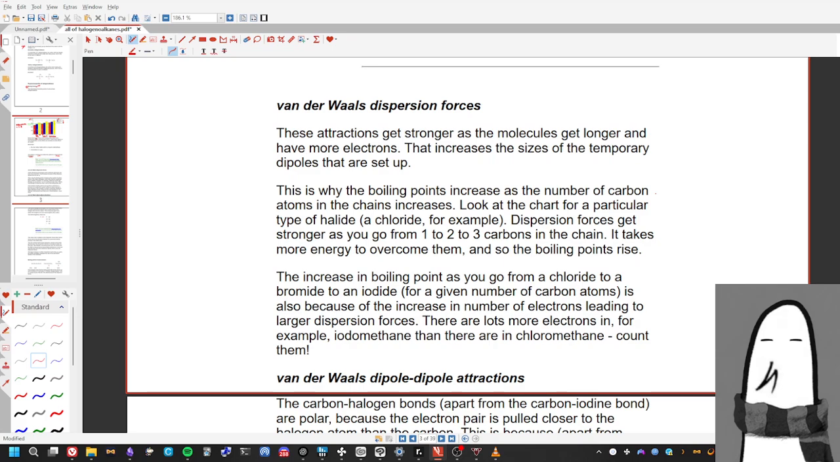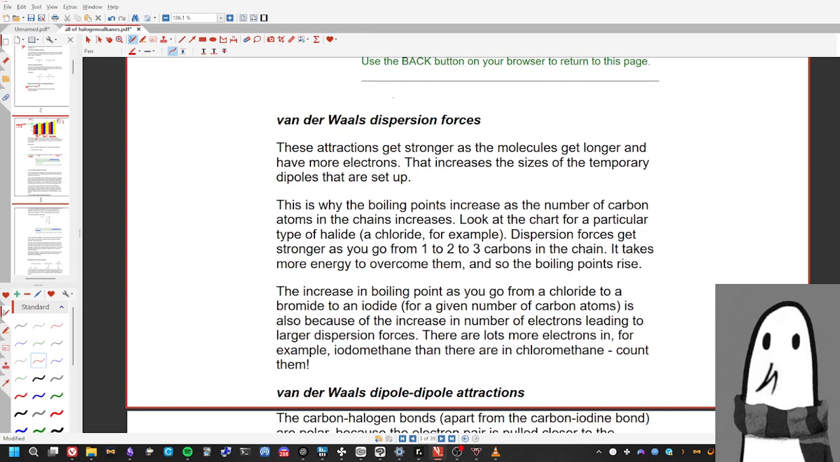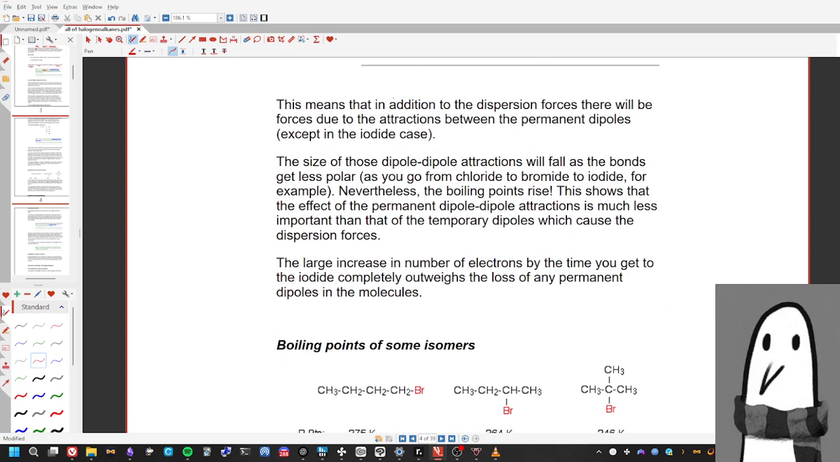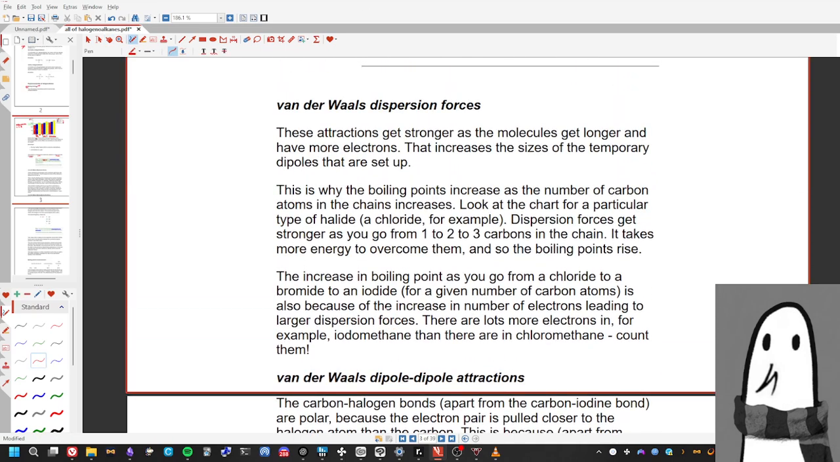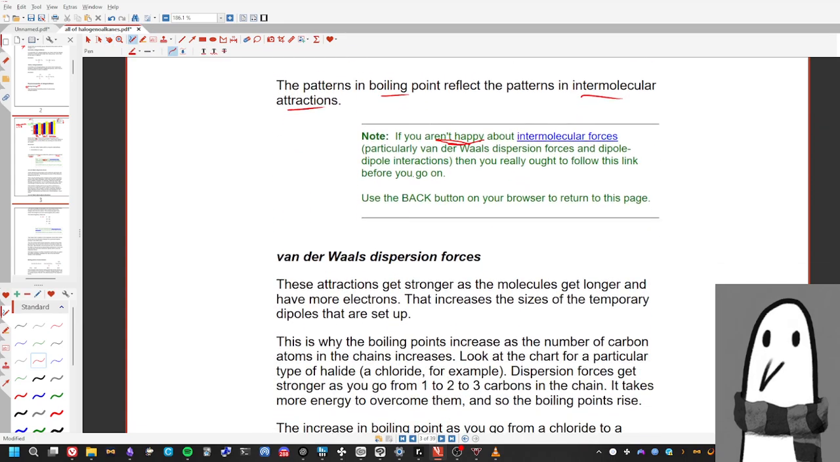Okay, so van der Waals dispersion forces is going to be your first thing that you're going to talk about. There's going to be your dispersion forces and your dipole forces that you're going to be talking about here. Of course, not hydrogen bonds, because there's no OH here. There's only H's.